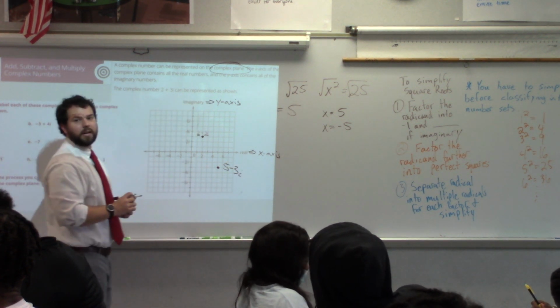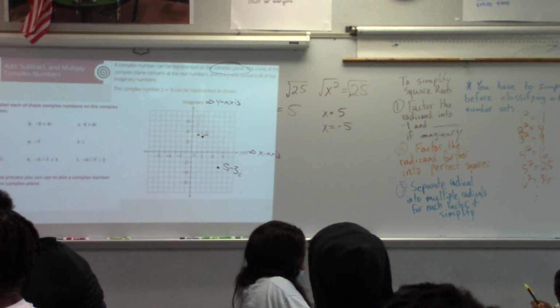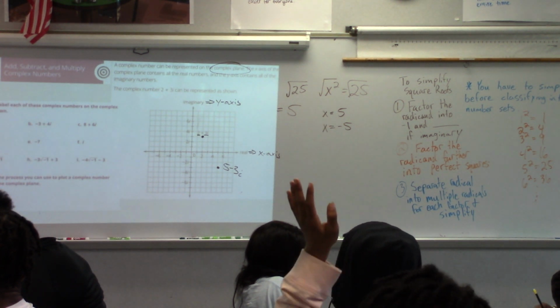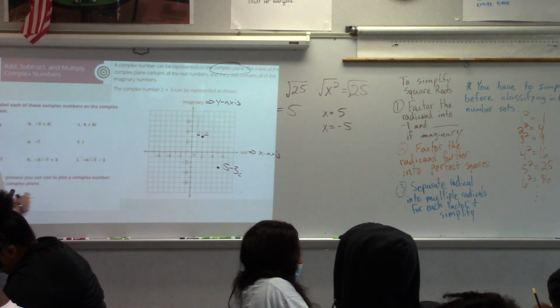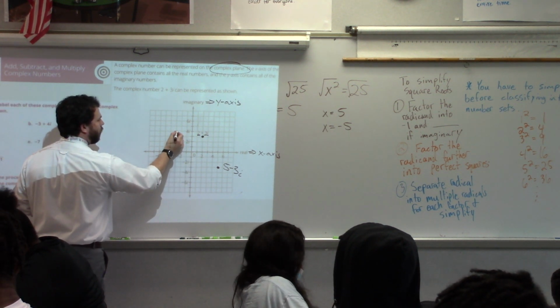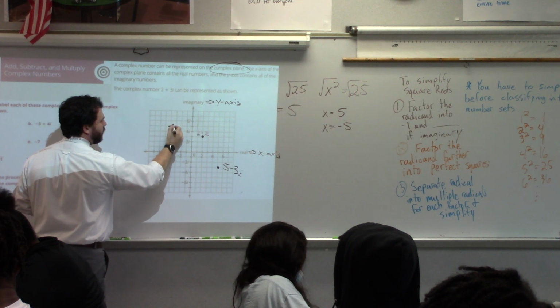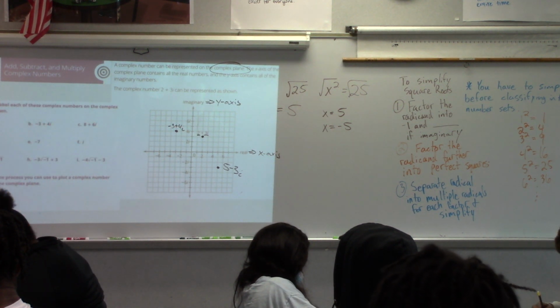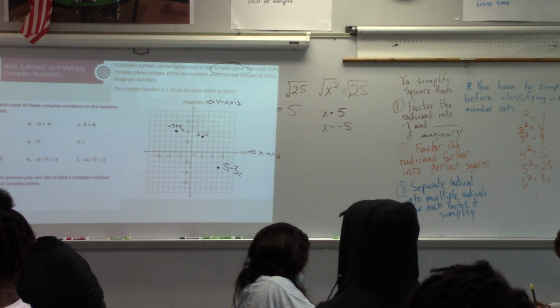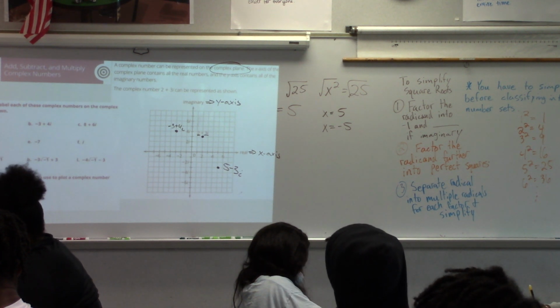I want someone else to volunteer to give me negative 3 plus 4i. Caleb. Left 3 and up 4. Left 3, up 4. Negative 3 plus 4i. Does anyone want to push back or ask a question?